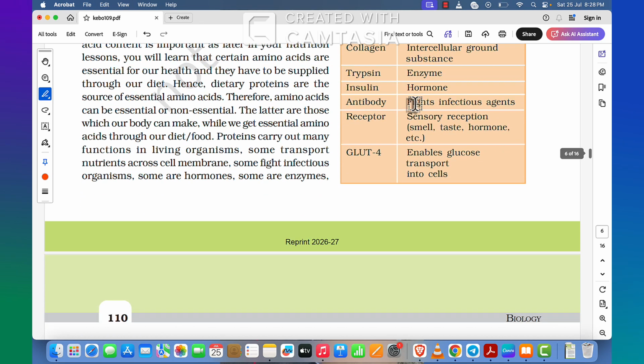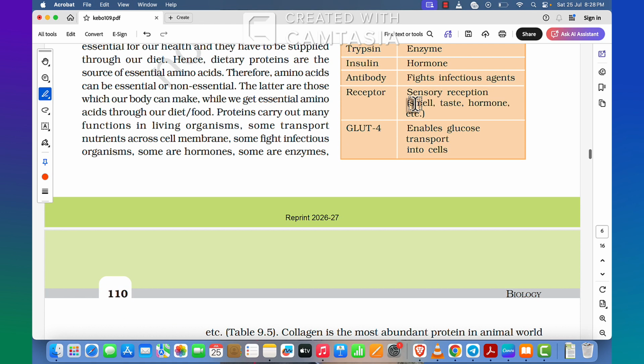Hence, dietary proteins are the sources of essential amino acids. Therefore, amino acids can be essential or non-essential. The latter are those which our body can make.